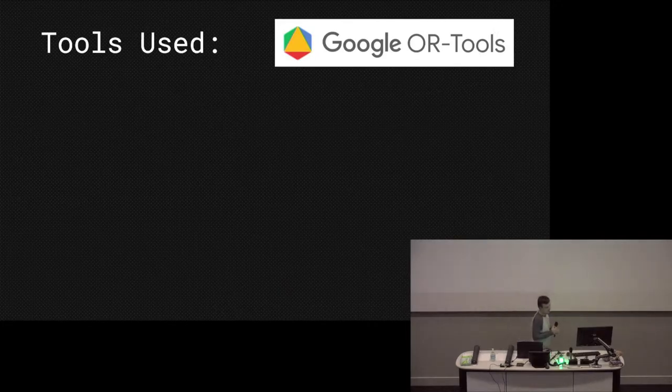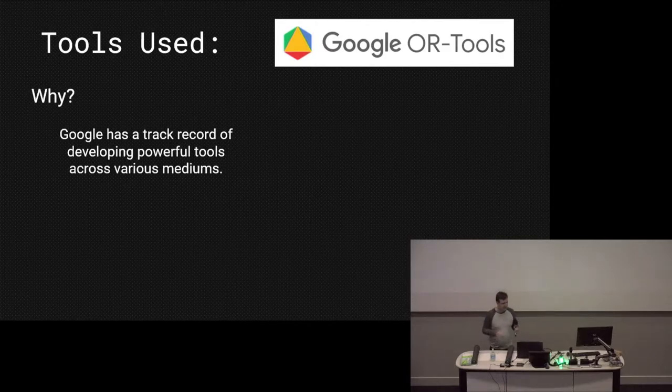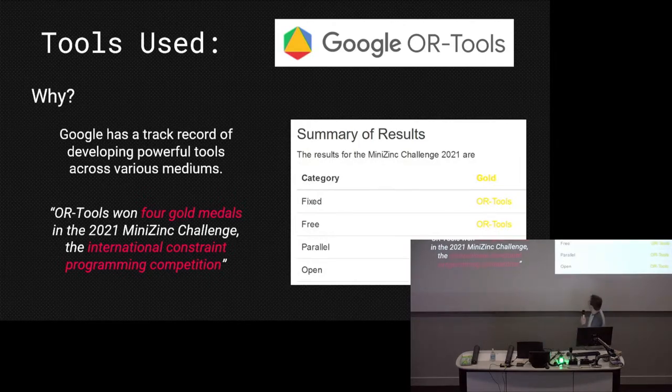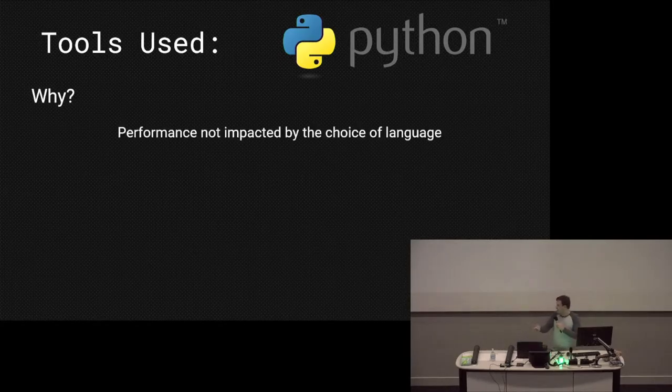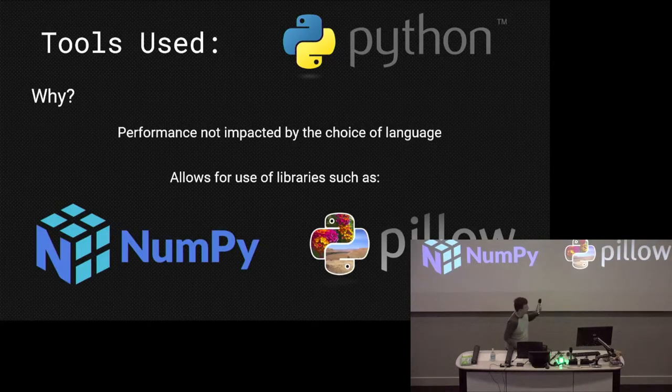I used Google OR-Tools. The reason why I used Google OR-Tools: firstly, Google has a track record of developing really powerful tools across various mediums. And the second reason is that it won 4 gold medals in the international constraint programming competition. That's probably a better reason. I also use Python. Why? Well, one reason I didn't say is because it's much easier to use Python, but also the performance is not impacted by the choice of language. The second that it gets set into the solver, it's off to C++, and I don't get to see it, so that's fine. And it also lets me use NumPy and Pillow. There are nice imaging libraries and matrix libraries.